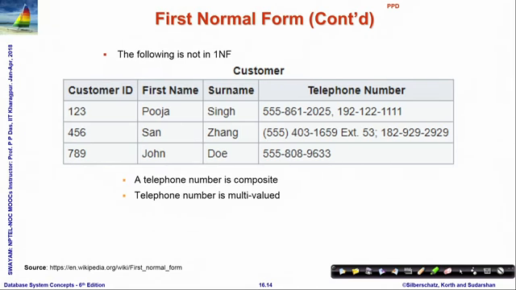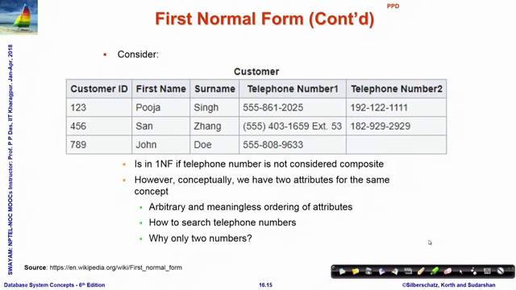So, this is an example where the telephone number field exists and there can be multiple telephone numbers. So, this is not in first normal form, because the telephone number itself is composite, because it has different components, and also you can have multiple telephone numbers. So, this relation is not in the first normal form. What you can do, you can separate out these phone numbers into two different attributes, telephone number 1 and 2.